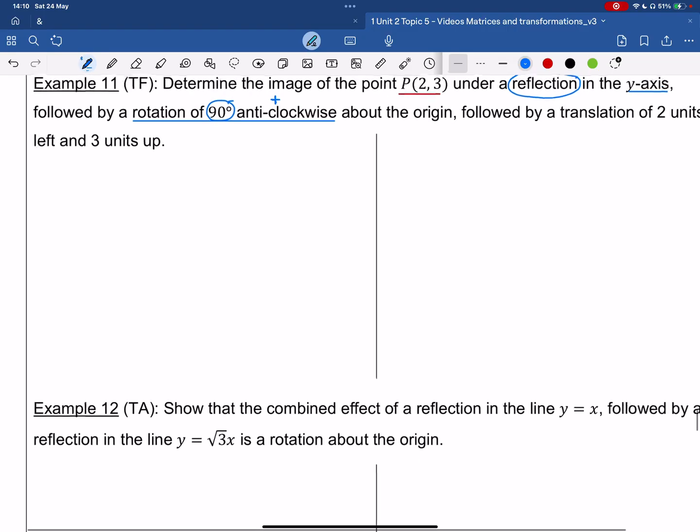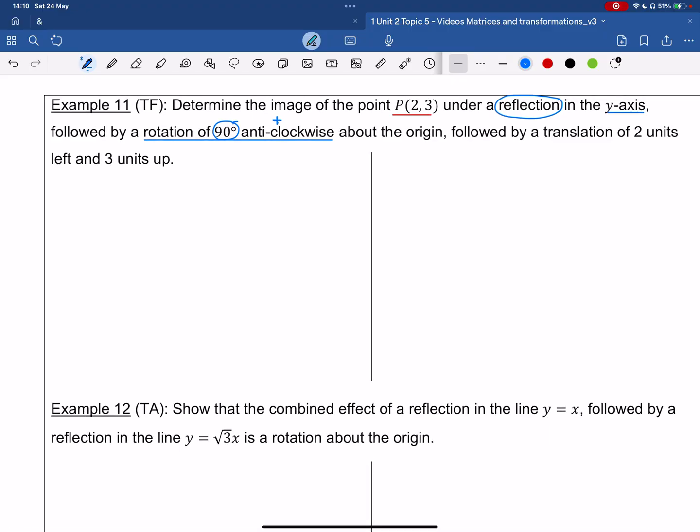Okay, so let's just start and say, well, a reflection in the y-axis is going to be our M about x equals 0, and that's going to be our transformation 1. And when we reflect in our y-axis, (1, 0) becomes (-1, 0), and (0, 1) remains as it was.